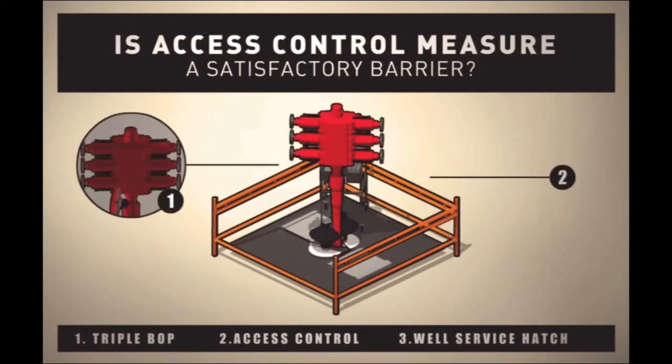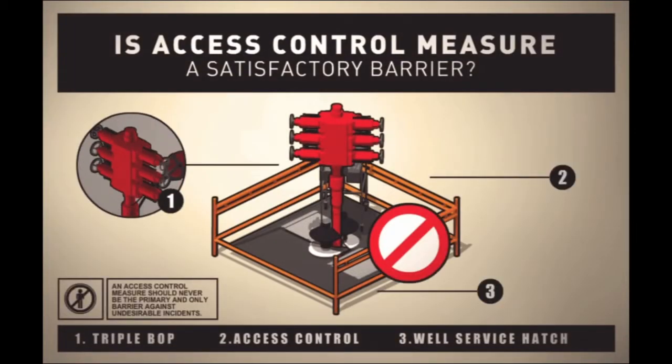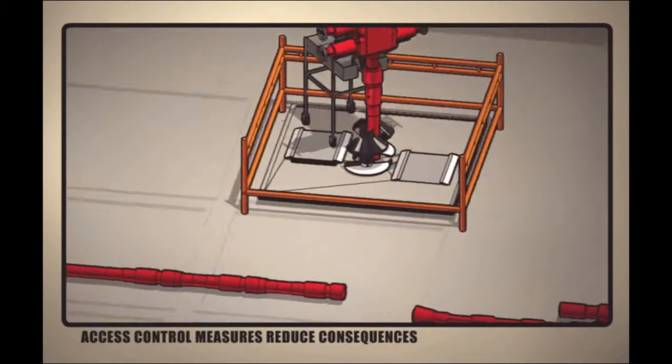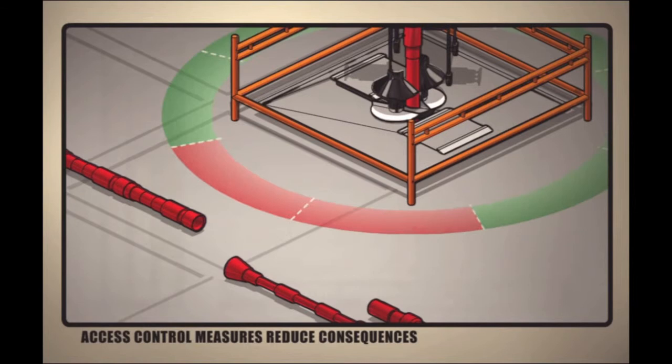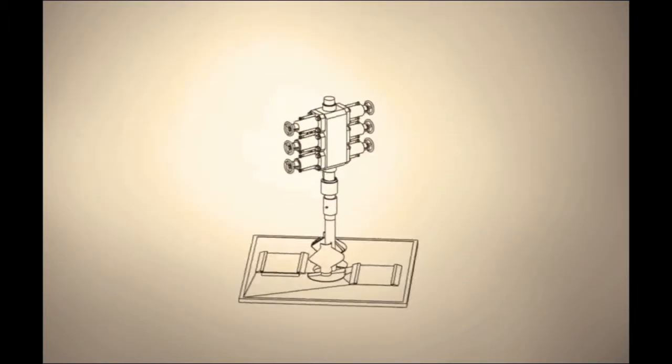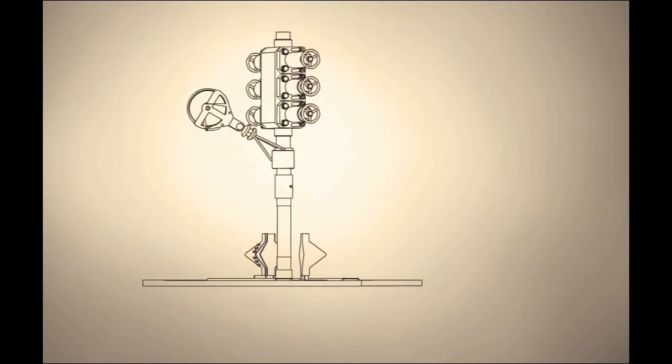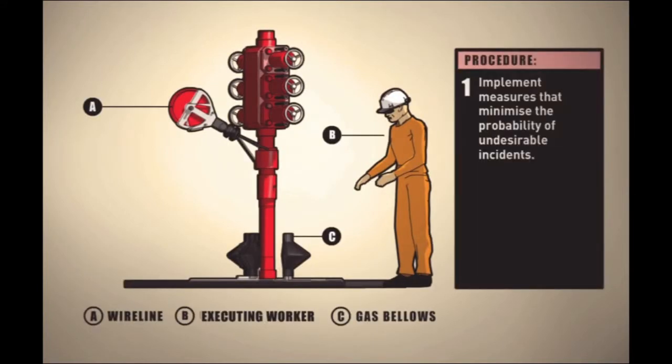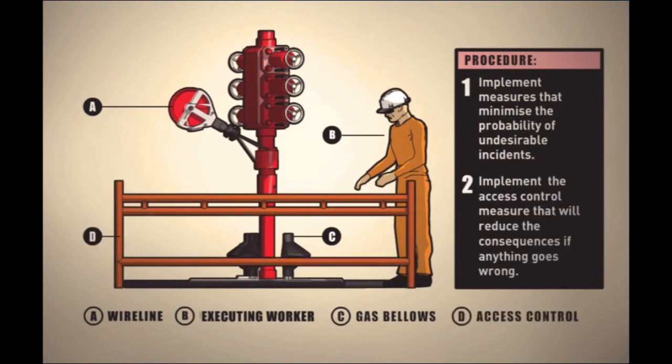An access control measure should never be the primary and only barrier against undesirable incidents. An area is cordoned off to reduce the consequences of an undesirable incident occurring as a result of the activities being carried out in the area. You should therefore implement measures that minimize the likelihood of undesirable incidents occurring before you establish access control. You then implement the access control measure that will reduce the consequences if anything goes wrong.